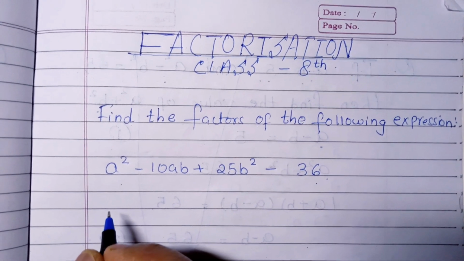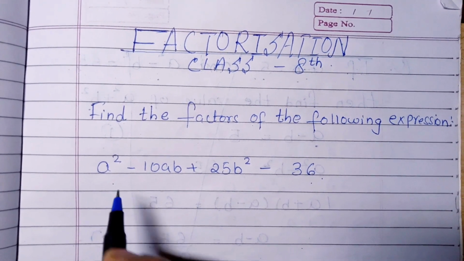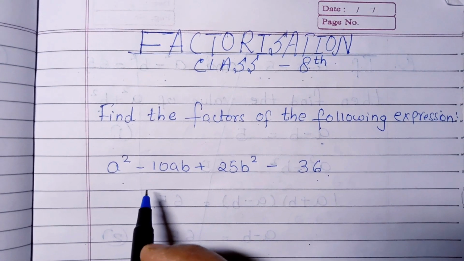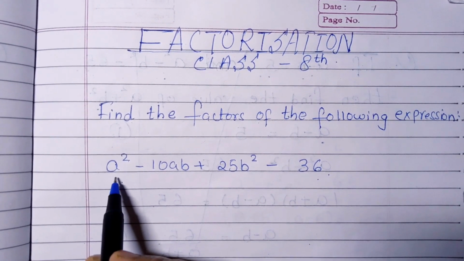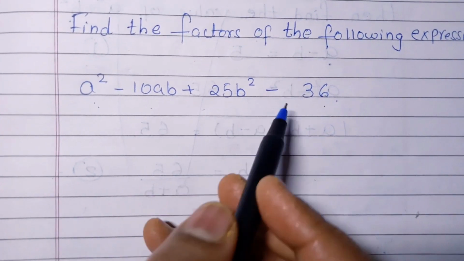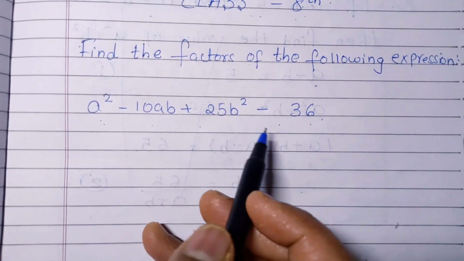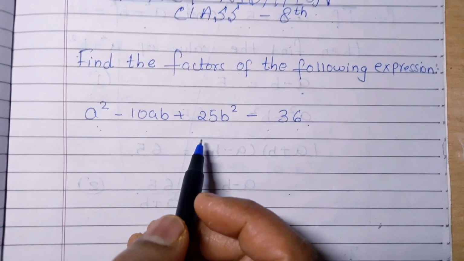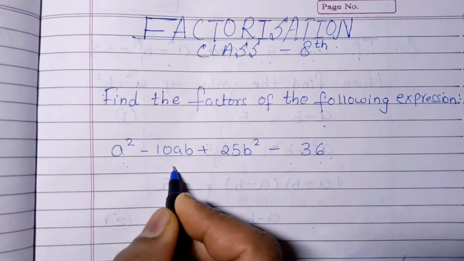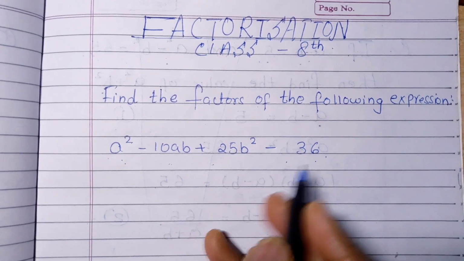Hello all. Today I am going to tell you how to find the factors of the given algebraic expression. So we have this algebraic expression a square minus 10ab plus 25b square minus 36. Okay. So we have to find the factors of this expression. So here it is a square minus 10ab plus 25b square minus 36.